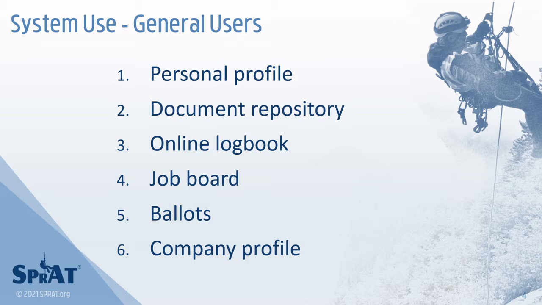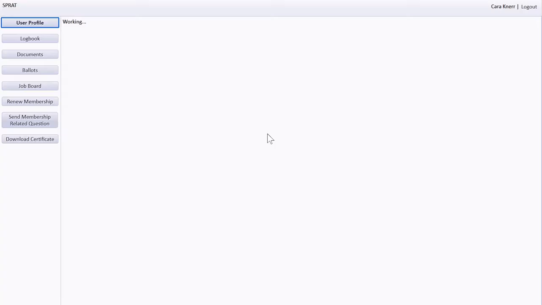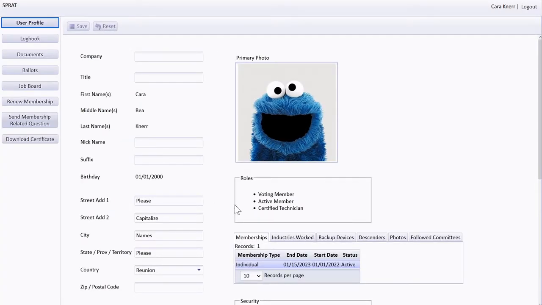All users will have access to their personal profiles. Additional access to files in the document repository, the online logbook, job board, ballots, and company privileges are based on a user's assigned roles. An account's roles are viewable on the user profile interface. Note that the current account is associated with a user that is a certified rope access technician. The user is also an active voting member with an individual membership.